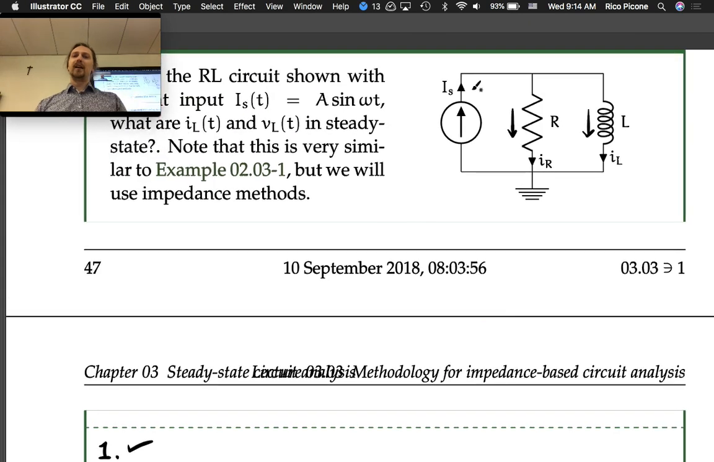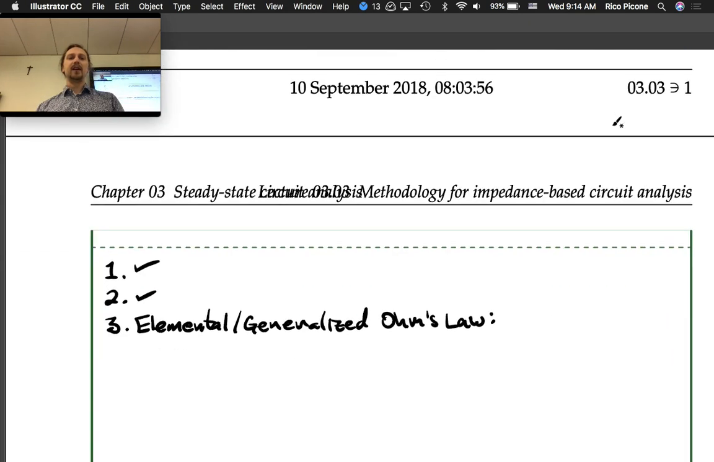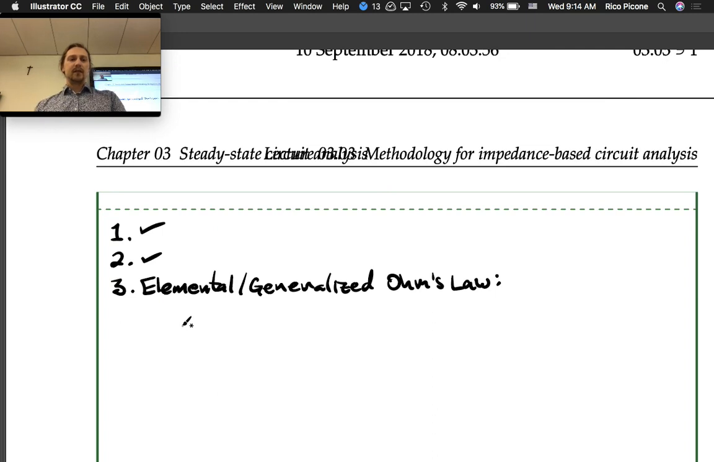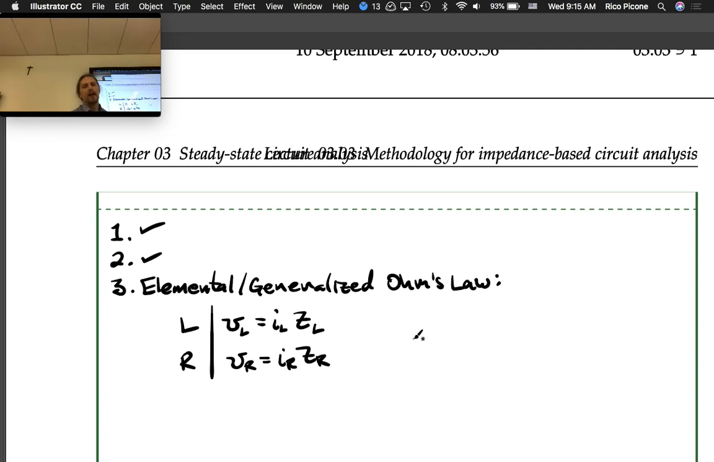In this case, we've got a resistor and an inductor, the two passive elements. So L and R. And they're both going to be V equals IZ. So VL equals IL ZL. And then VR equals IR ZR. And we should write what ZL and ZR are.